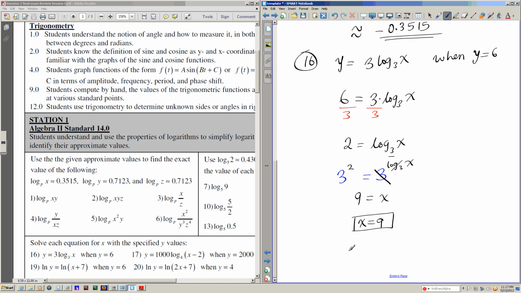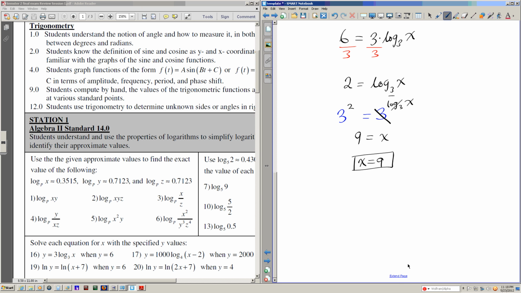All right, let's try number 19. For number 19, we have the natural logarithm of y equals the natural logarithm of x plus 7. Find the value of x when y is 6. We'll plug in the value of y, which is 6, so I have the natural logarithm of 6 equals the natural logarithm of x plus 7.